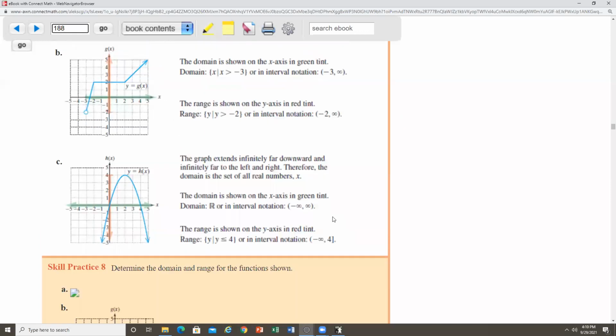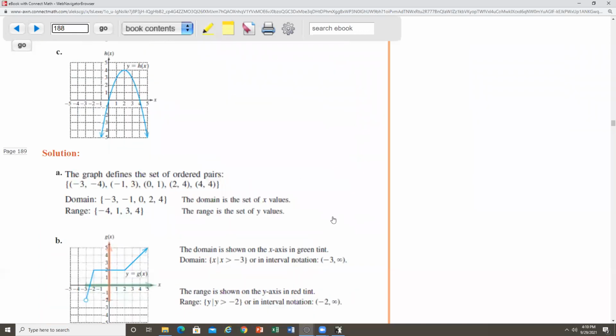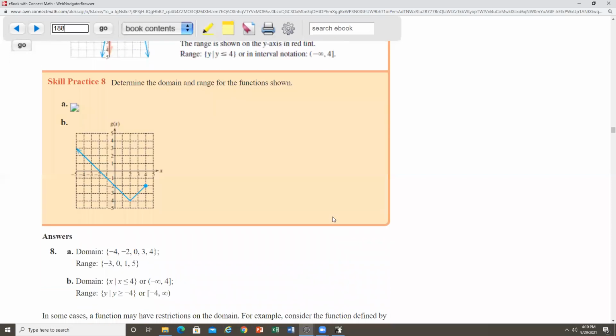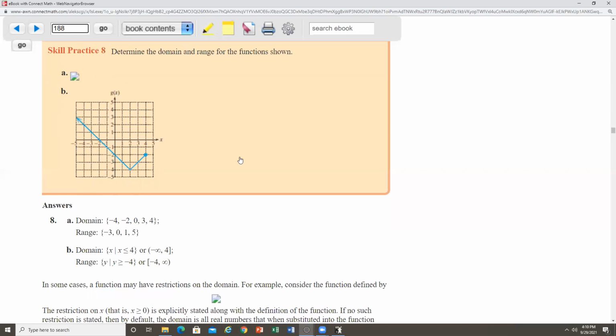Is this making sense with domains and ranges of functions, ladies and gentlemen? Yes. Okay, if not, please do study this Example 8 on page 188 and try to do this problem here. There's another practice problem here. Okay, well, we could look at this one.